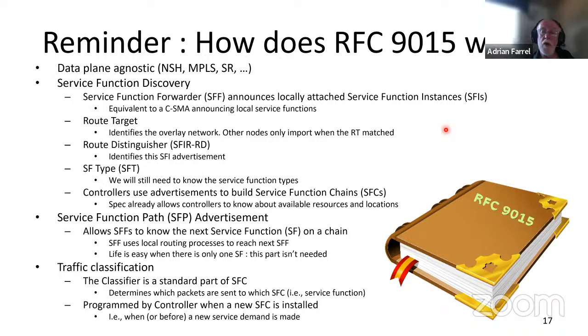And then also, just per the normal service function chain architecture, there's a classifier which looks at those service function chains that have been built, and is programmed in order to put the traffic onto the right overlay path. So I am seriously expecting that 9015 is a candidate when we start to look at the protocol solutions, but that's a way down the line.